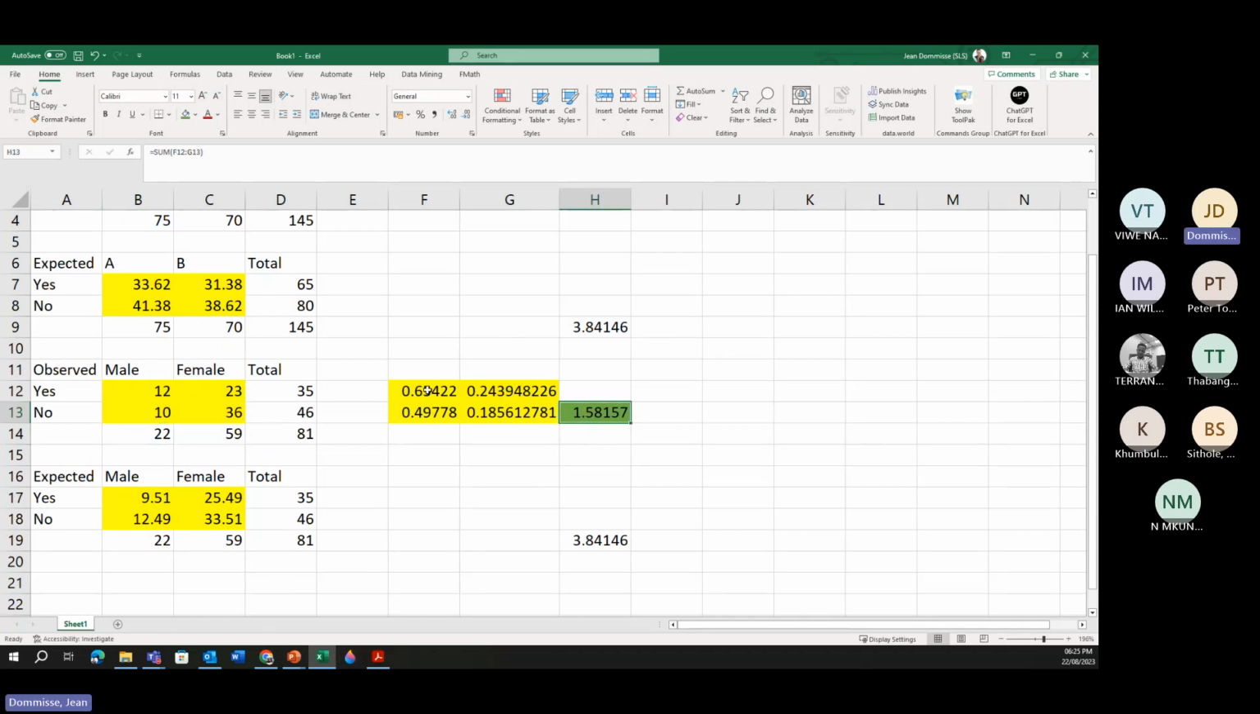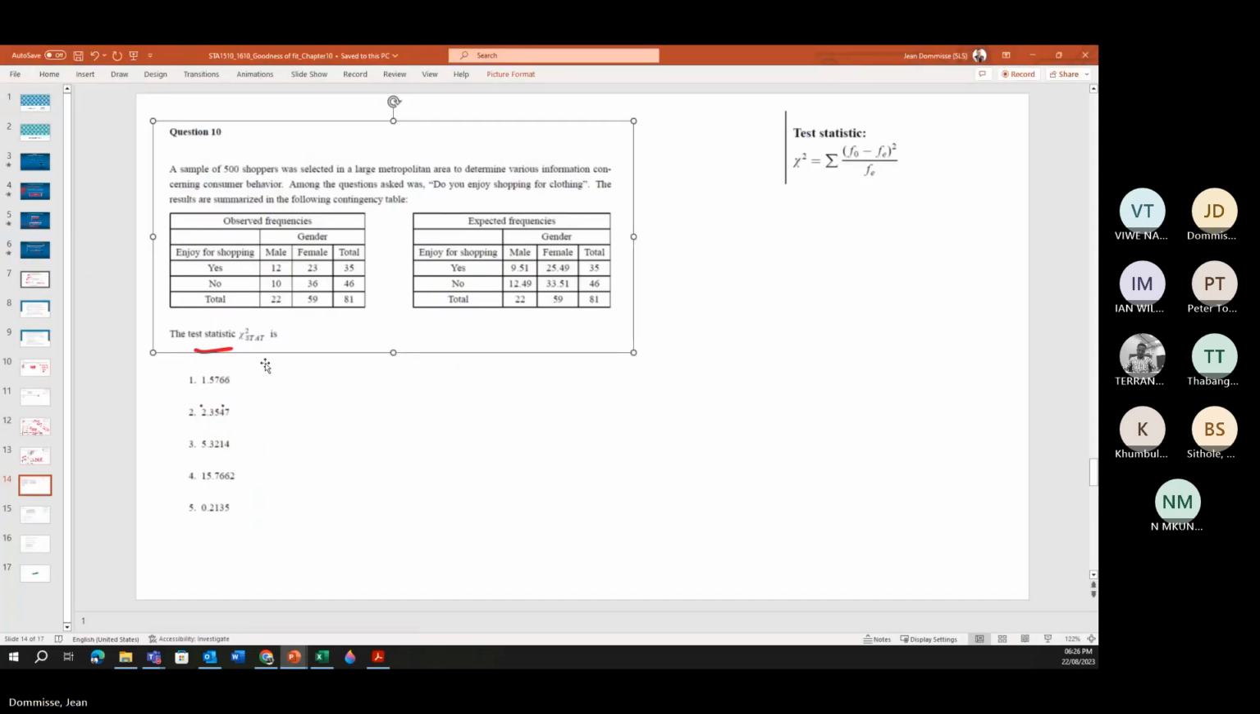And if we then work out the t-stat, we would have again said that minus that, squared, divided by that, and needed to repeat it for all 4. If we then add those 4 together, we get 1,5817, and normally we would round it off to 4 or even 3. So let's see.